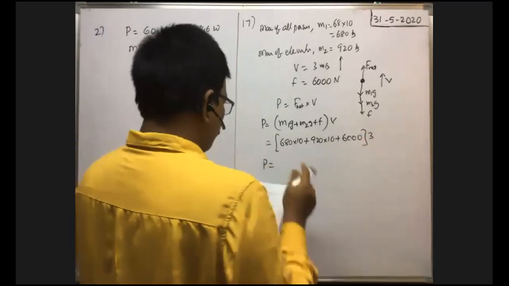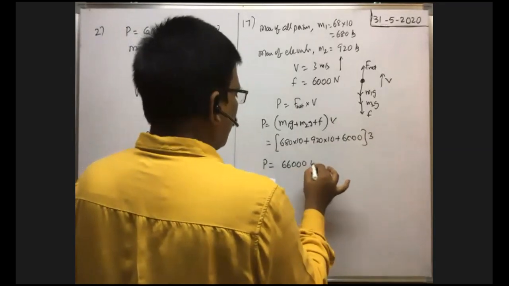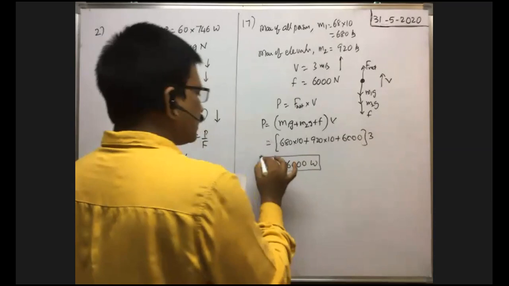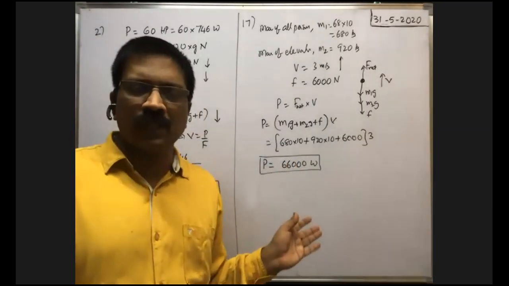So you simplify them, then you will get approximately 66,000 watt or 66 kilowatt, but the answer is given as 66,000 watt only. Okay, in this way we can do it. This is also easy, no?